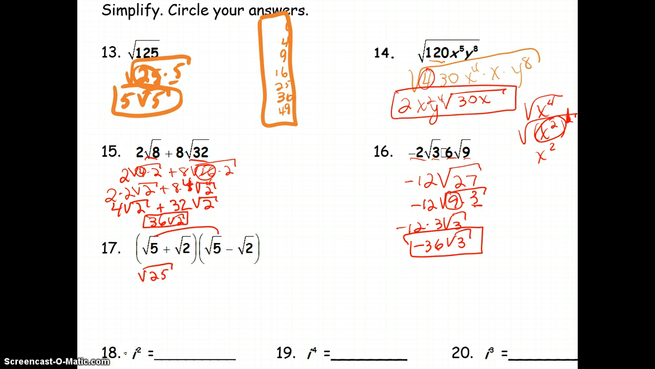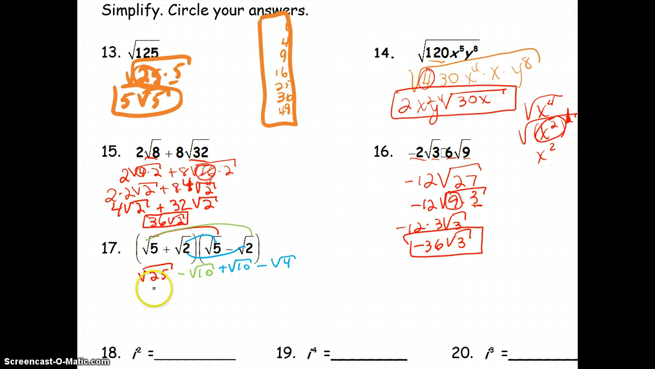When asked to FOIL with square roots, we FOIL them the same way we would with normal numbers. We do the first numbers, and then we do these. So it's going to be minus root 10. This portion gives us plus root 10. And then this final portion gives us minus root 4.